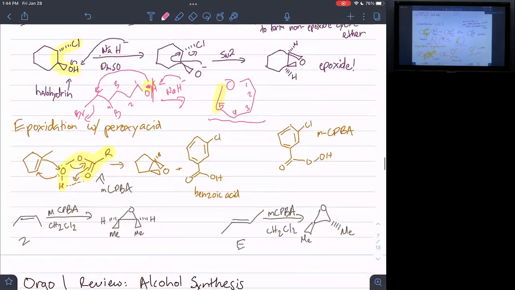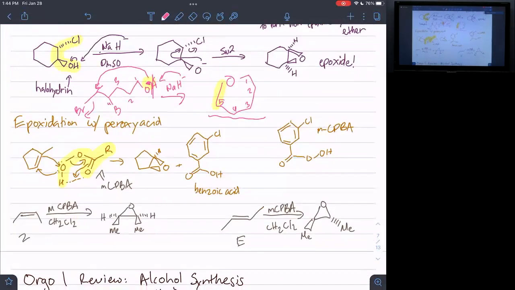Do you want to do more epoxidation? Well, this one we didn't even touch. The only reason I knew is that it's the only one that looked different, and it was at the end of the chapter. Yeah, so this one is interesting.